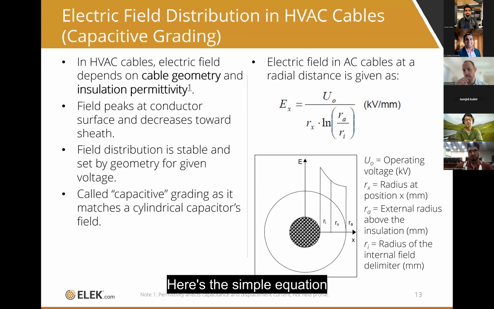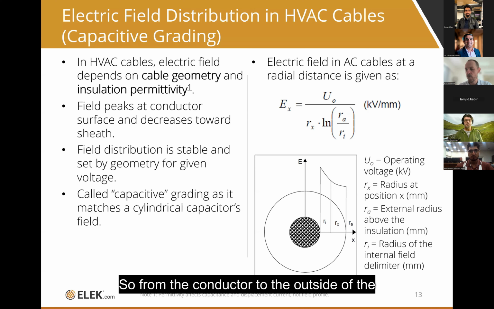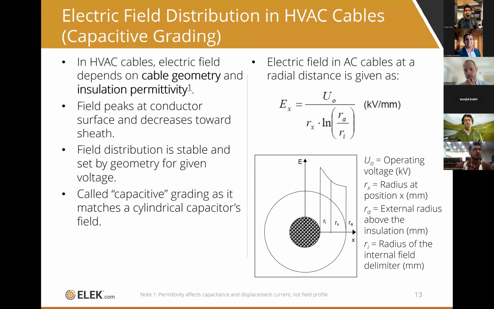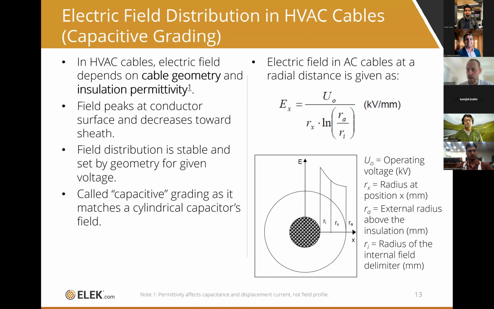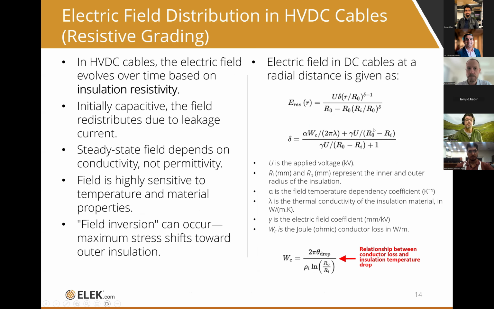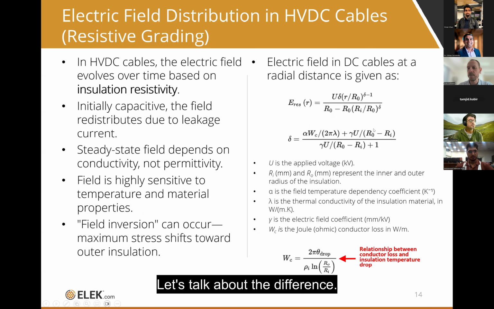Here's the simple equation for electrical field within an AC cable with respect to the radial distance. So from the conductor to the outside of the insulation. You won't see permittivity in this equation, but it does apply. It's because it cancels out. Let's talk about the difference.